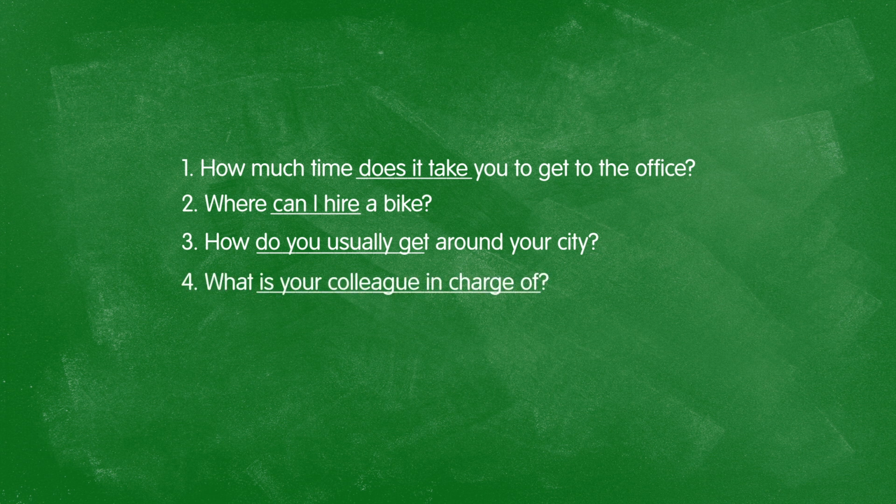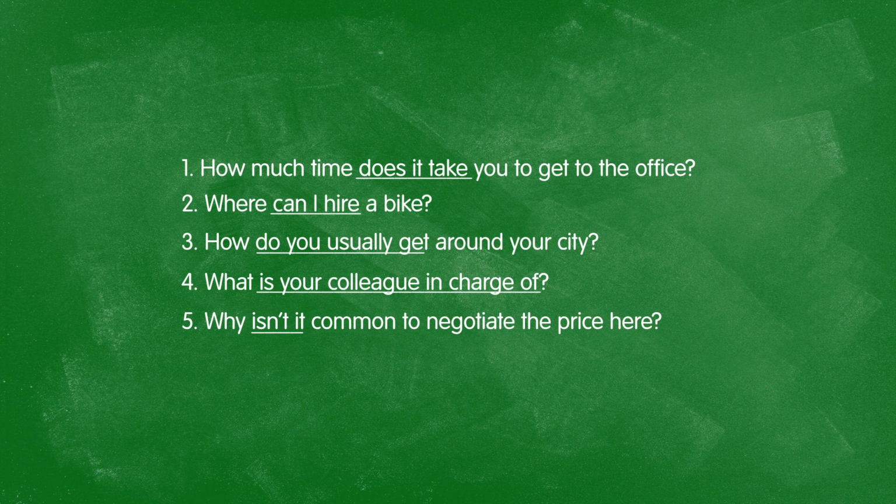Next, what is your colleague in charge of? Here, is is again our auxiliary verb because we're speaking again in the present. And one final example, why isn't it common to negotiate the price here? Here, even though isn't is negative, we still use it exactly the same way. It's an auxiliary, so it comes right after the question word. And you should also note that if there is a modal verb, can, may, should, we put it directly after the question word as well.